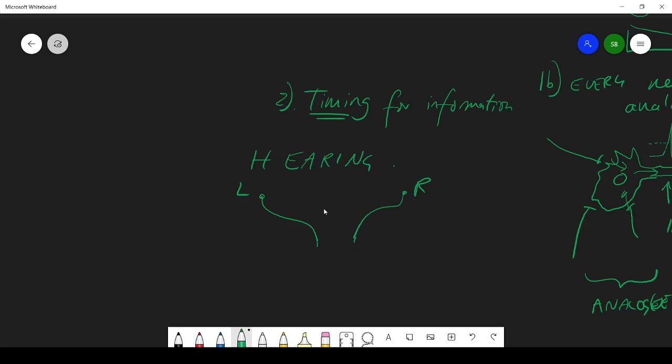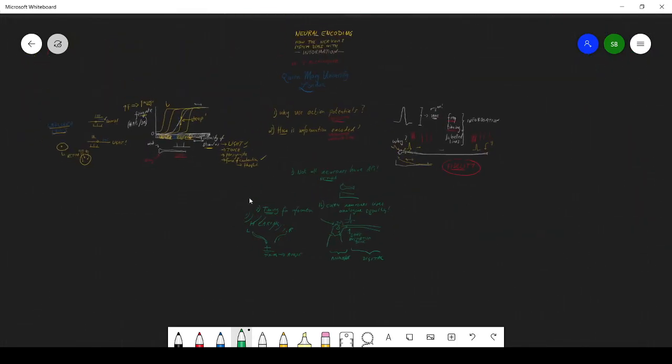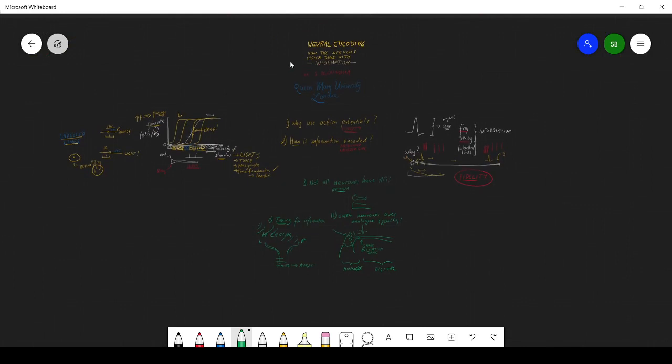And if the sound is coming from to the side, this action potential will arrive just before this one because it takes time for the sound to reach the right ear. So you actually end up with a slight delay, and that timing tells you the angle the sound is coming from. So then, that is our sketch of information coding in the nervous system.